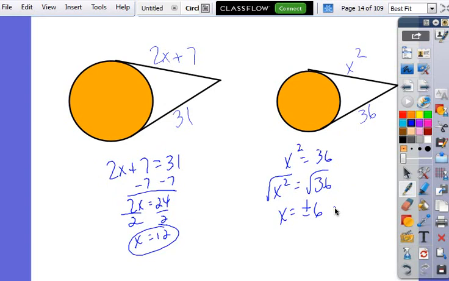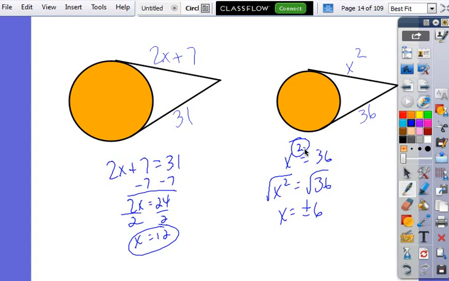Here's something you need to understand. If you see a squared in a problem, that squared is telling you you've got two answers. Now, sometimes you don't use the negative part, but if you see an x squared, it's telling you there's two answers in that problem. If you see x to the third, what does that mean? 3 answers in that problem. If it's x to the fourth, there's 4 answers in that problem.